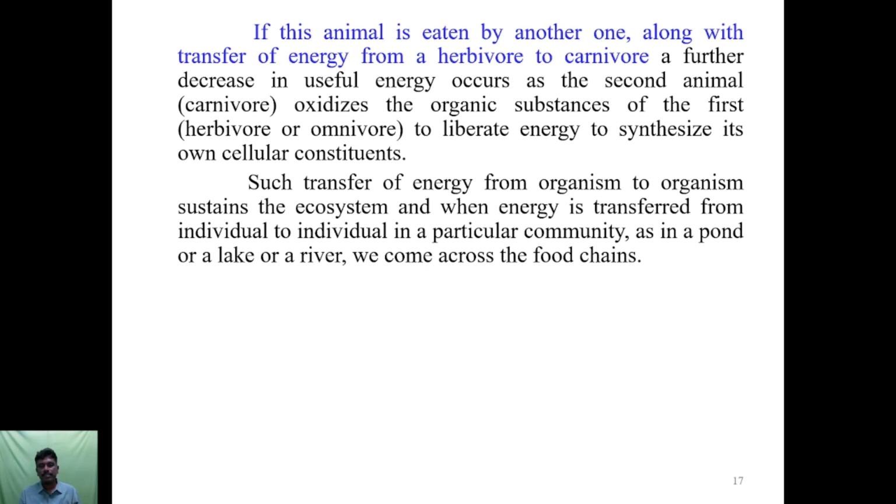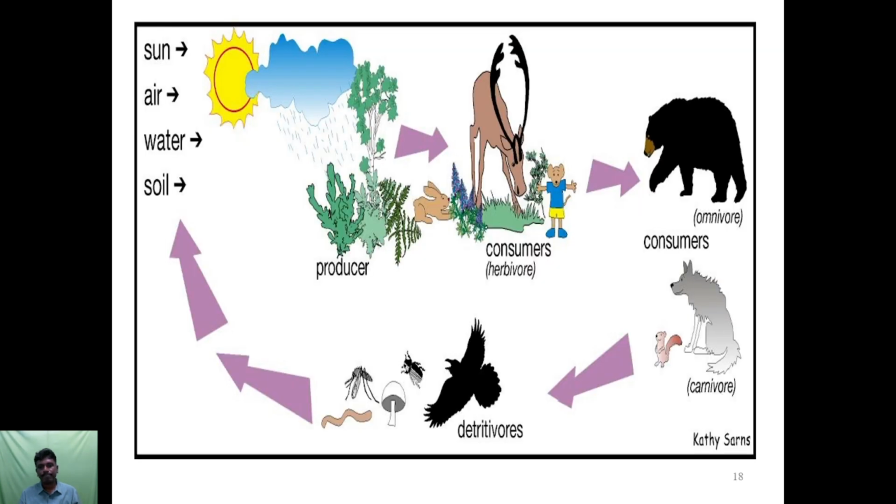Such transfer of energy from organism to organism sustains the ecosystem, and when energy is transferred from individual to individual in a particular community, as in a pond or a lake or a river, we come across the food chains. So this picture shows the thing. First one is sun, then air, water, soil. We are having producer, consumers, consumer herbivore, consumer omnivores, carnivores.